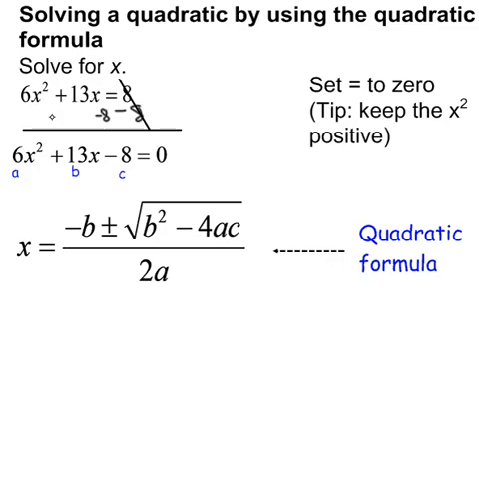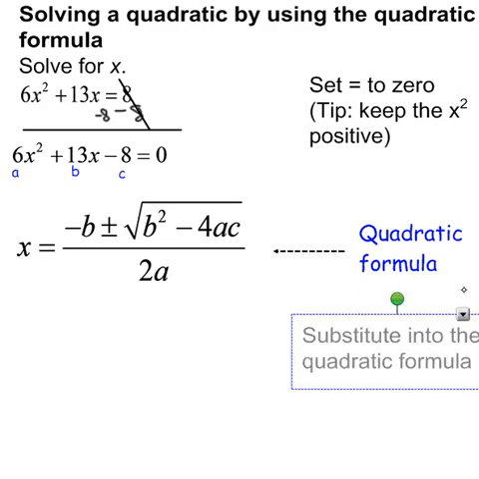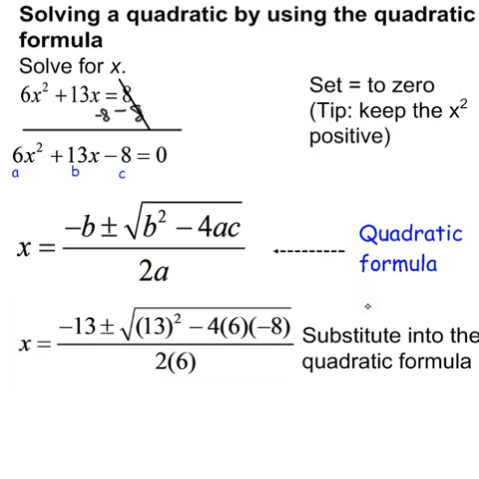So let's use the quadratic formula. We're going to substitute into the quadratic formula. b is 13, so we put b here, and we get negative 13 because of the negative in the formula. We're going to substitute b in here, and b in here. So that's why we got negative 13 here because of the negative sign, so 13 goes there, and 13 goes here.